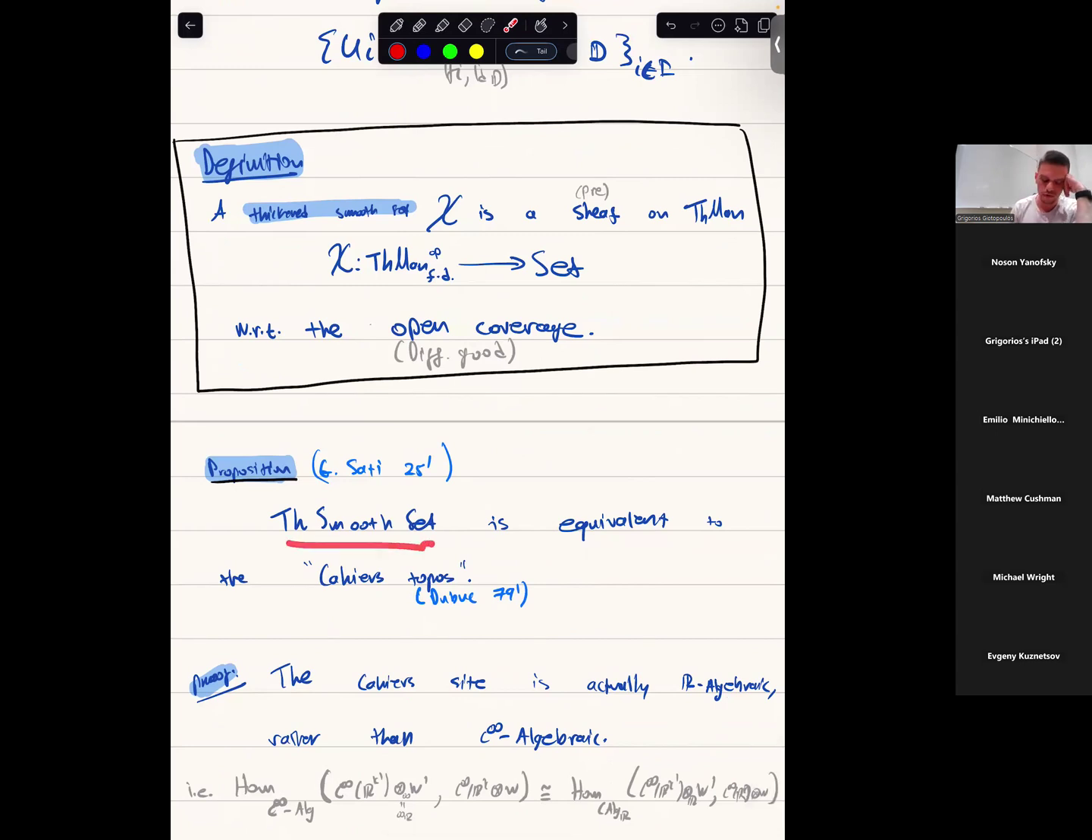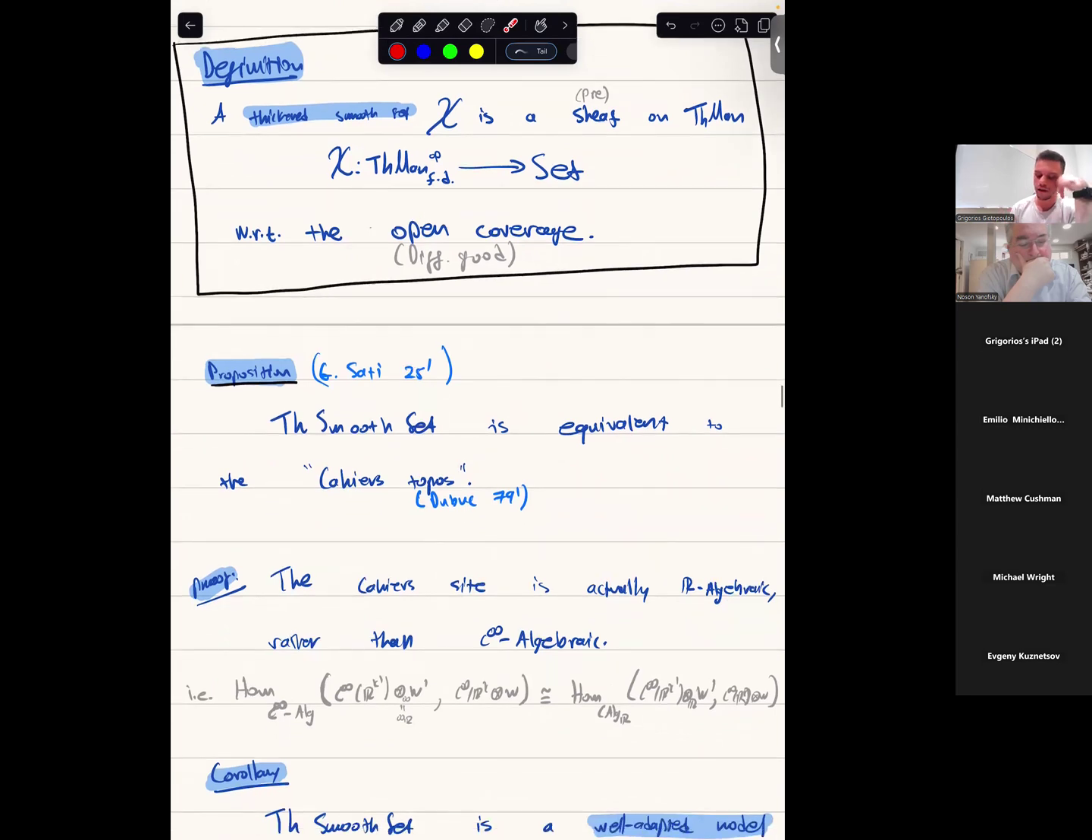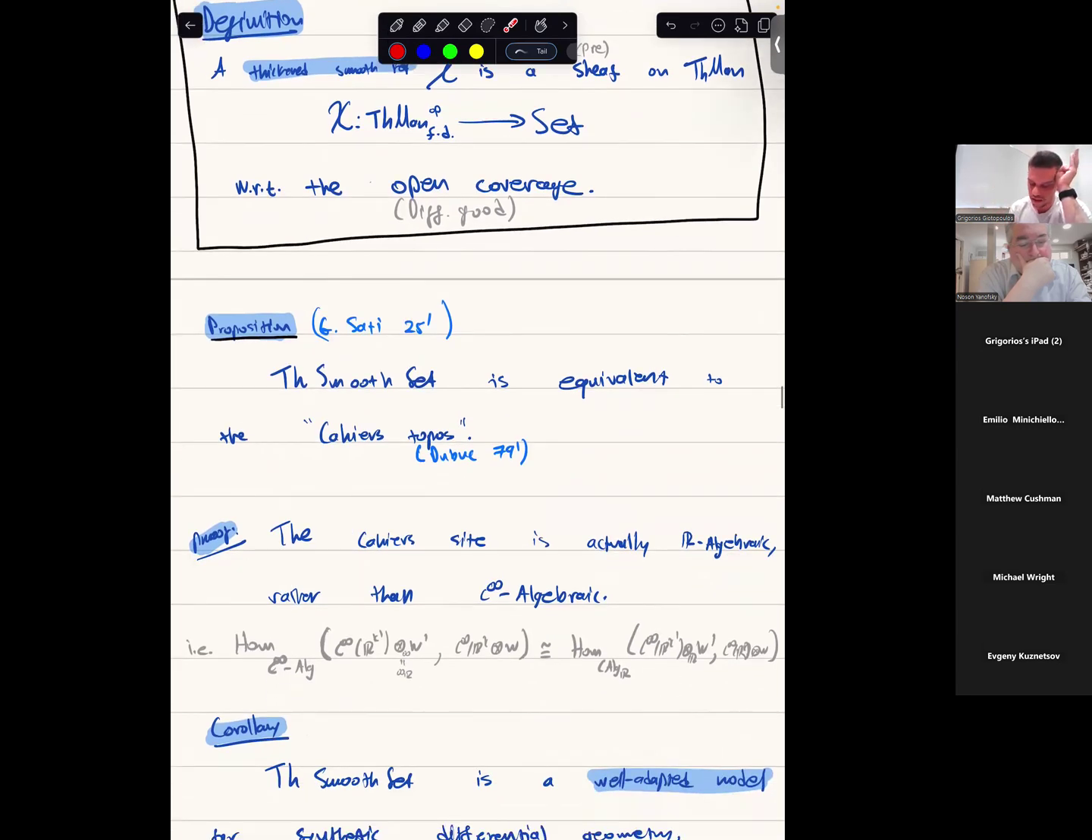For those who have seen synthetic differential geometry before, this definition of thickened smooth sets, I've defined it completely using commutative algebras. For those who have noted, it's actually equivalent to the Cartesian topos from the book in 79. I don't know, it's just something we noted that the Cartesian site has the same objects, in a precise sense, but different mapping sets between them. They don't work with commutative algebras over the reals, but with what is called the C infinity algebra. I will not say what it is now.